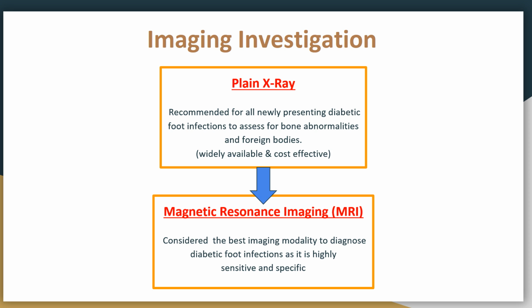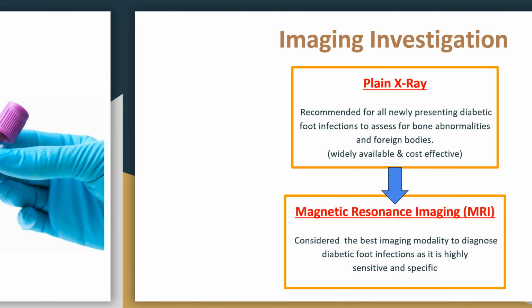MRI is recommended when additional imaging is needed, particularly when soft tissue abscess is suspected or the diagnosis of osteomyelitis remains unclear. If MRI is unavailable or contraindicated, it is recommended that clinicians should preferably consider a radionuclide bone scan and a labeled white blood cell scan as the best alternative method.